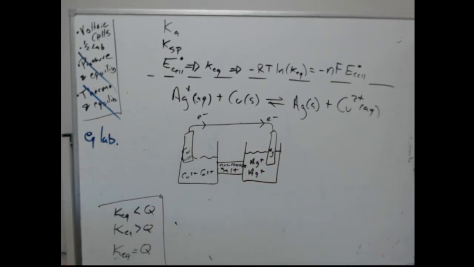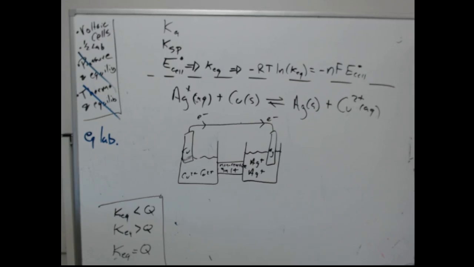I'm going to give it an extra label here. We set up a non-reactive salt bridge. In this case, nitrates are usually pretty good to use because nitrates don't precipitate. If you use sodium chloride in this salt bridge, you'd mess up your battery because silver ions would precipitate with the chloride and you'd mess up your solutions. Sodium's also a good thing to use. It doesn't really precipitate with anything. Its reduction potential is far enough out of the way that it doesn't really matter.